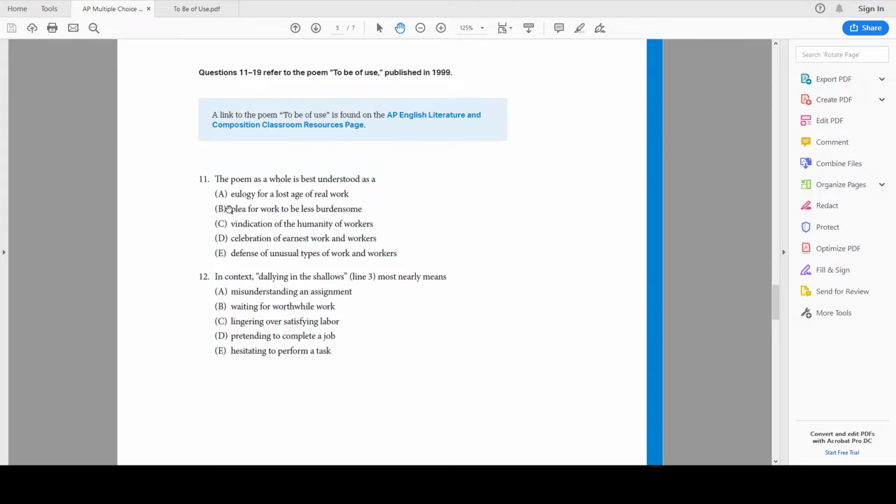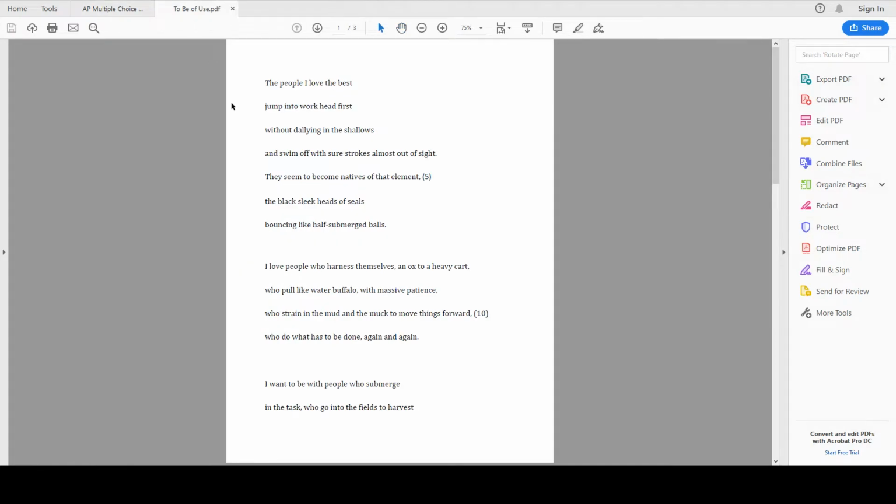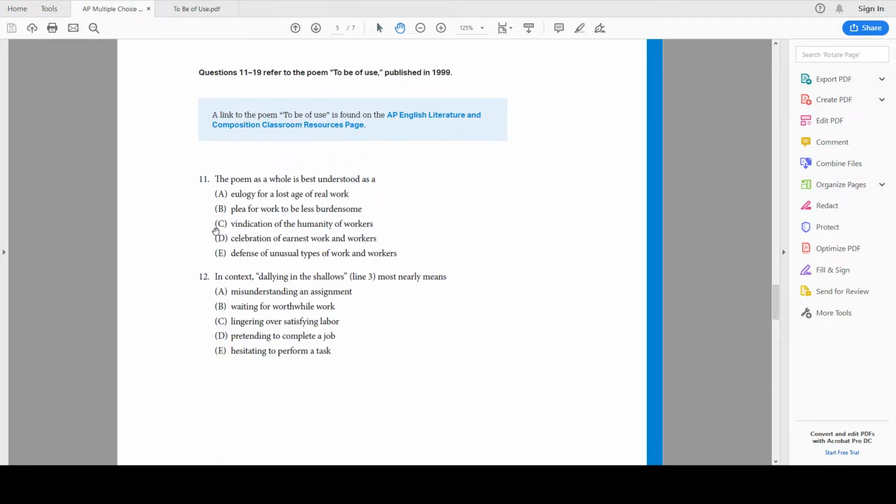Plea for work to be less burdensome. Boy, that's a test of whether you understood the poem at all or not. If you read this poem and you think that she wants work to be less burdensome, how can you explain lines like, "I love people who strain in the mud and muck to move things forward"? Sounds pretty burdensome to me.